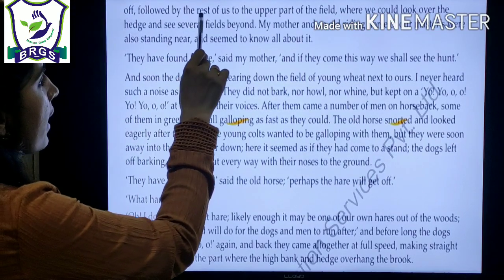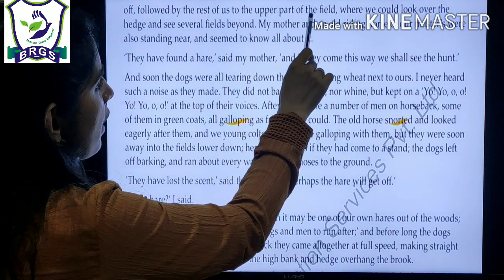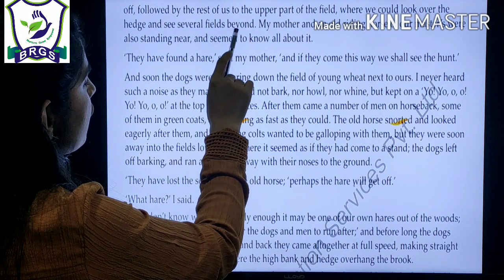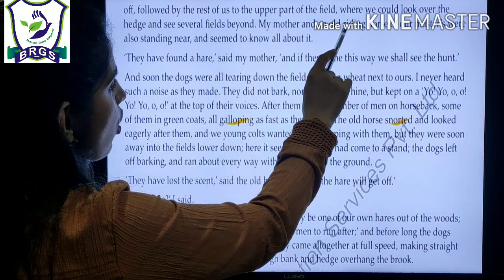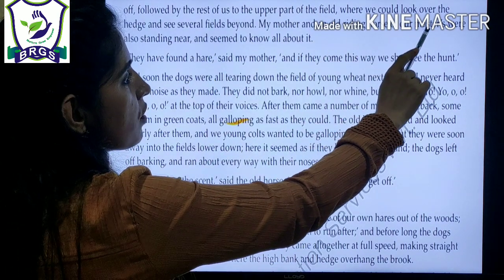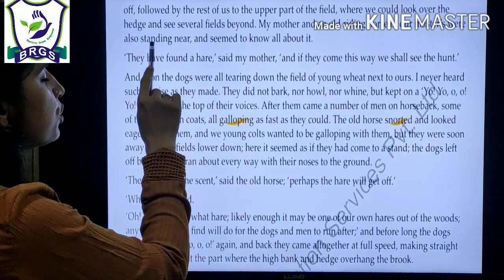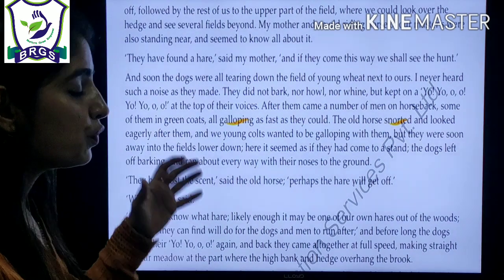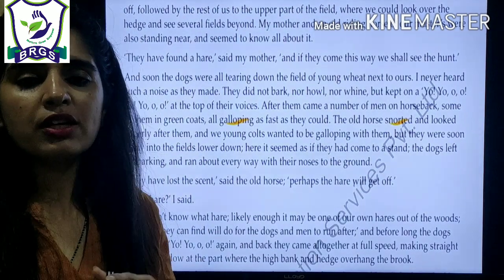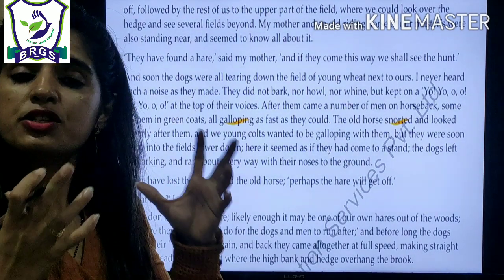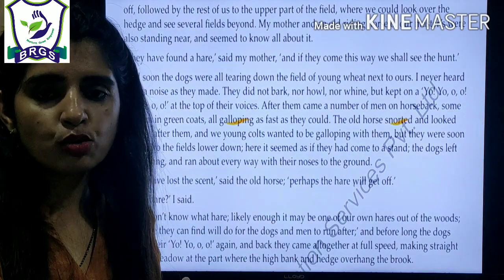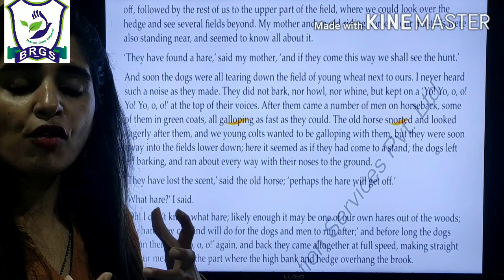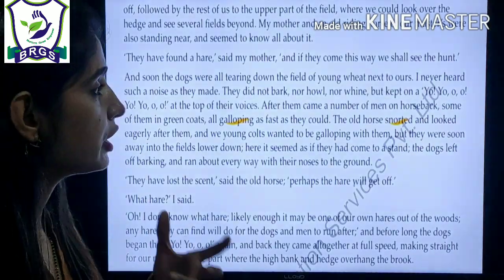"Cantered off, followed by the rest of us to the upper part of the field, where we could look over the hedge and see several fields beyond. My mother and an old riding horse of our master's were also standing near and seemed to know all about it." As we read in the first part, they heard sounds, right? The colts heard the sound, and finally they came to know that the sound is of hounds, dogs, hunting dogs.